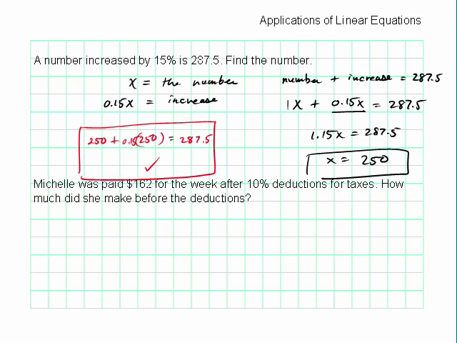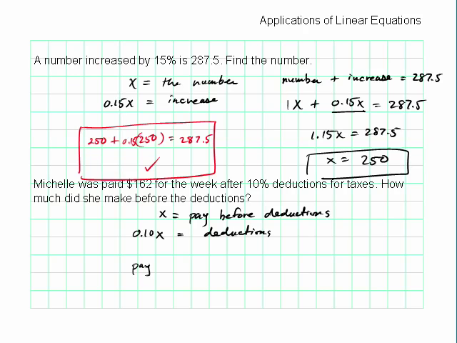Michelle was paid $162 for the week after 10% deductions for taxes. How much did she make before the deductions? So we'll let x equal the pay before deductions. So let's find the deductions. The deductions were 10%. So we're going to take away 10% of her pay. 10% of x is 0.10x. The 10% as a decimal is 0.10.